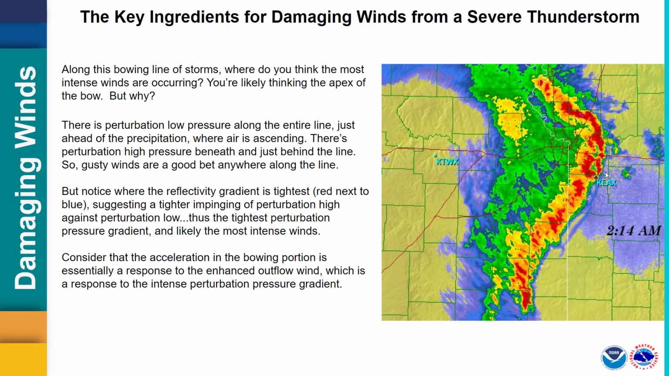There is perturbation low pressure along the entire line, just ahead of the precipitation, where air is ascending. There's perturbation high pressure beneath and just behind the line, so gusty winds are a good bet anywhere along the line. But notice where the reflectivity gradient is tightest, where you have red color right next to blue, suggesting a tighter impinging of perturbation high against perturbation low, thus the tightest perturbation pressure gradient and likely the most intense winds. Consider that the acceleration in this bowing portion of the line is essentially a response to the enhanced outflow wind, which is a response to the intense perturbation pressure gradient.